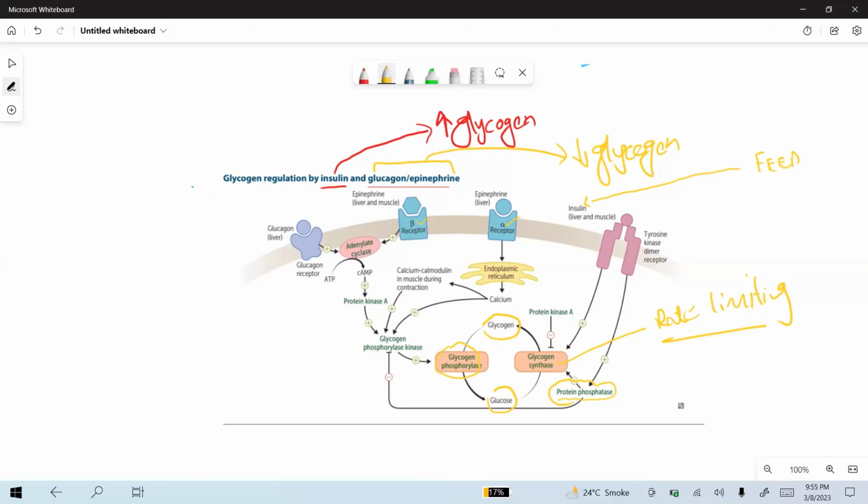Another mechanism of action of epinephrine is through the endoplasmic reticulum. As we know, the endoplasmic reticulum is rich in calcium. When it is activated through the alpha receptor by epinephrine, calcium comes out into the cytosol and acts through calcium calmodulin in muscle during contraction. Again glycogen phosphorylase kinase is activated, which ultimately leads to glycogen phosphorylase, whose function is to convert glycogen into glucose.